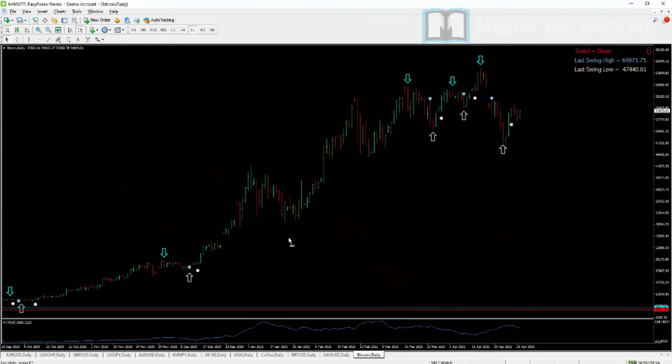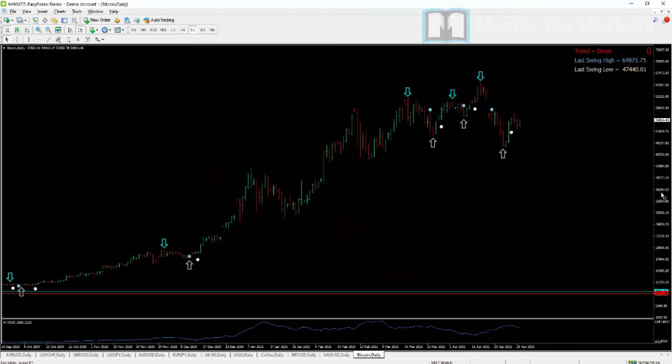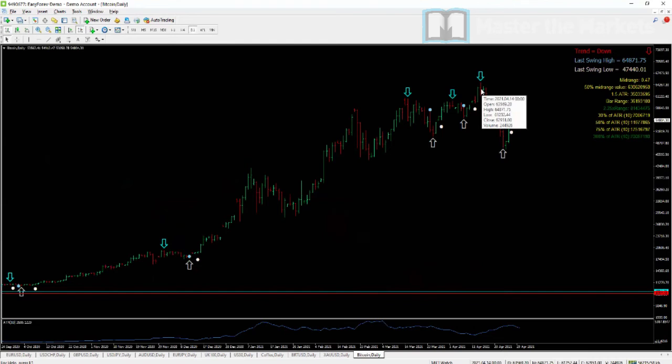Bitcoin has had its new high formed a couple of weeks back, just over a week and a half ago. There you are, the high of 64,871, just shy of 65,000. But since then, it's lost a little bit of momentum. It's come back to the downside, and we've got a little bit of consolidation going on Bitcoin for now.